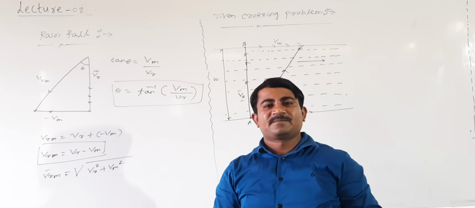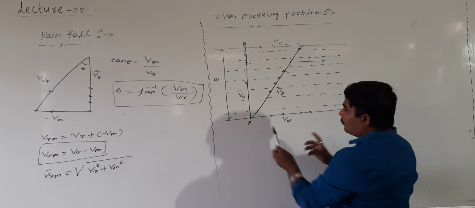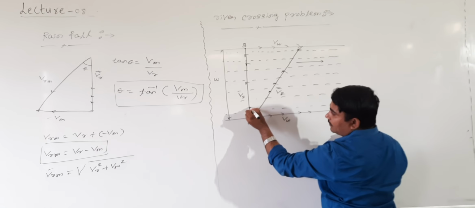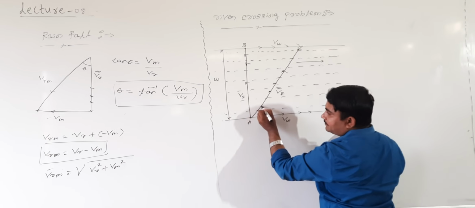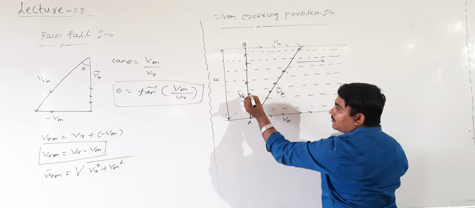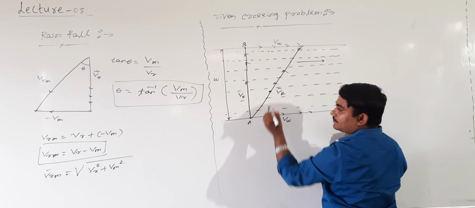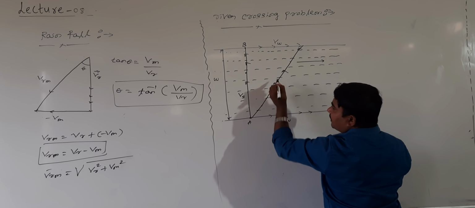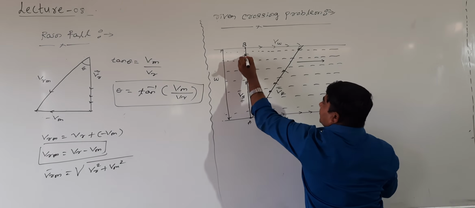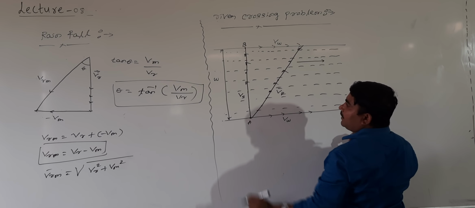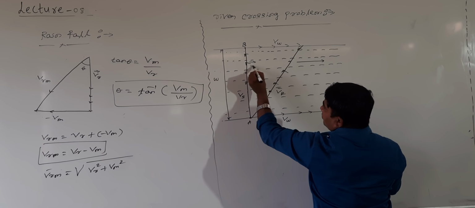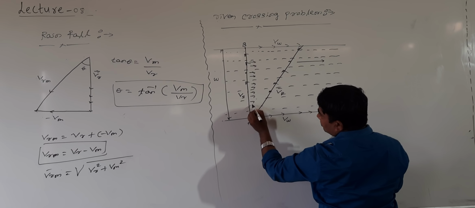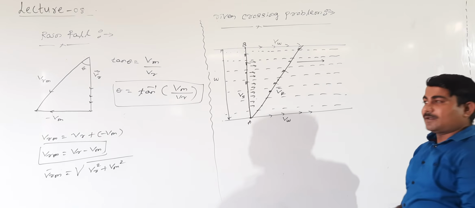Are you following me? When the person goes from A to B point, if the position of the person is here, due to the river flow he can shift here. Similarly, if he is here, then he can shift due to the river flow in this direction. Are you following?